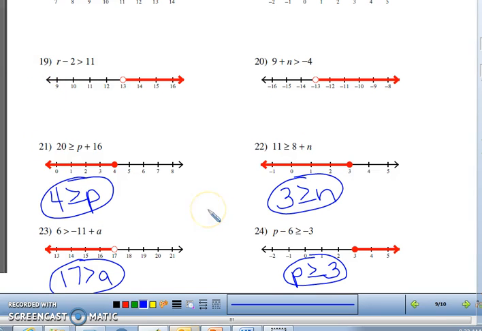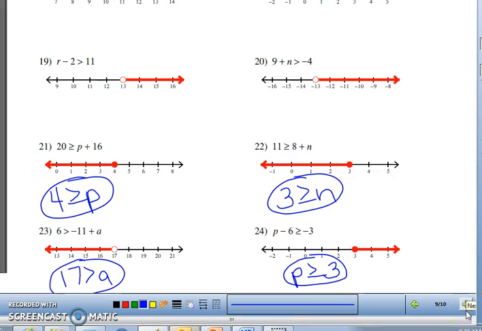Okay, so on 21 through 24, again, you should have the steps down. So minus 16, minus 8, plus 11, plus 6. These are your answers. I want you to pay special attention to 21 and 23 because notice the number is on the left-hand side, the variable is on the right-hand side. As a reminder, your answers should look exactly like this. Sorry, same thing for 22. So make sure that if the variable started on the right-hand side, it ended up on the right-hand side, and also check your graphs.